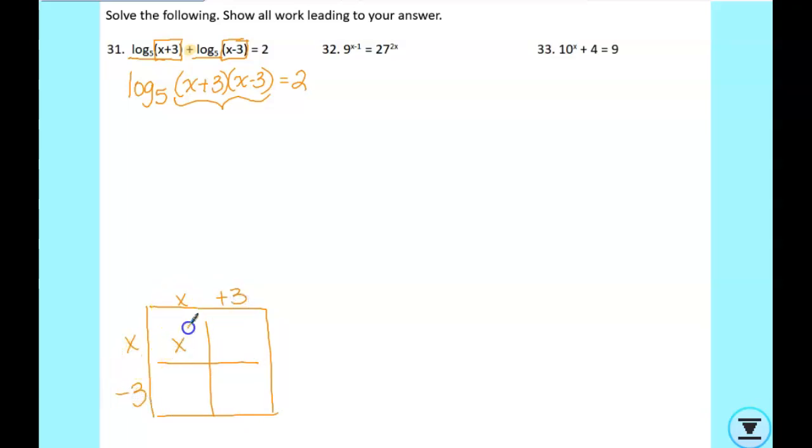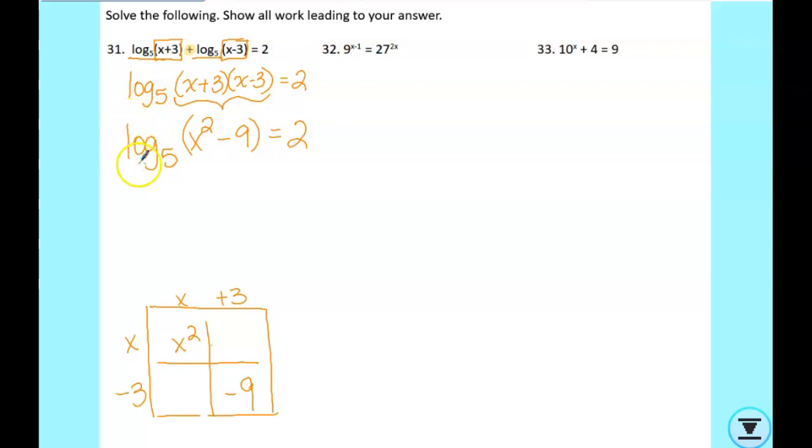So x times x is x squared, x times 3 is 3x, and that's positive. Negative 3 times x is negative 3x. Negative 3 times positive 3 is negative 9. Combining like terms means that these 2 will cancel each other out. They add to 0. So really what we're left with is just x squared minus 9. So this is the same thing as log base 5 of x squared minus 9 is equal to 2.